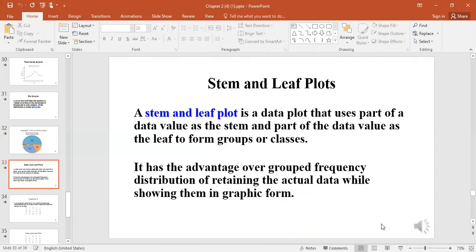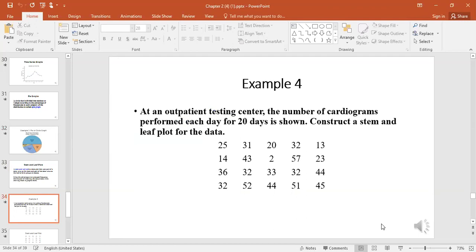So the last thing we want to learn is how to make a stem and leaf plot. For a stem and leaf plot, we have data that we will divide into two parts: the stem, generally the first digit, and the leaf, the second digit. At an outpatient testing center, the number of cardiograms performed each day for 20 days is shown. Construct a stem and leaf plot.